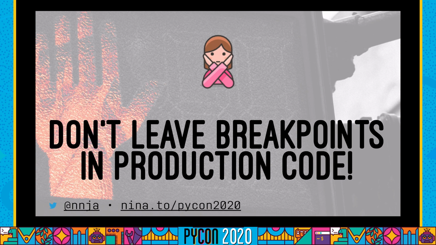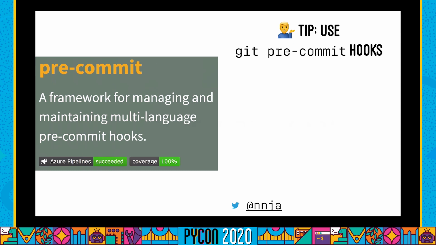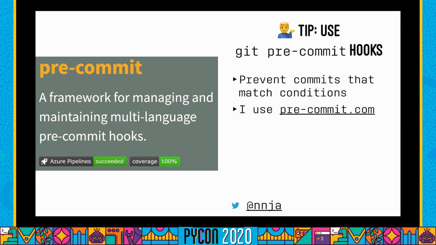A tip here is you can take care of that really easily with Git pre-commit hooks. Pre-commit hooks prevent commits into Git that match certain conditions, which sounds hard, but thankfully there's a library that does that for you. It's at pre-commit.com. It's written in Python. You can just pip install pre-commit, and it comes with a debug statements pre-commit hook that you can enable. And it does the smart thing.